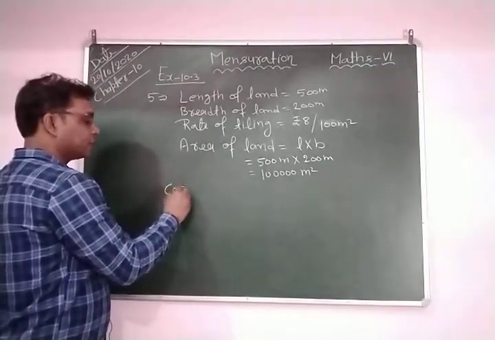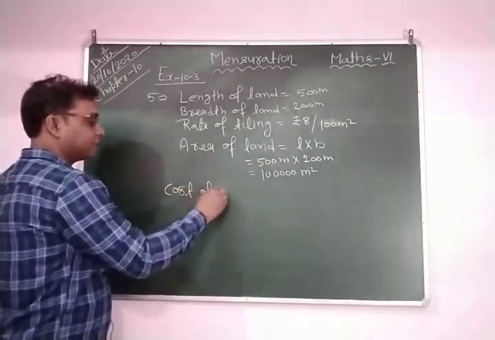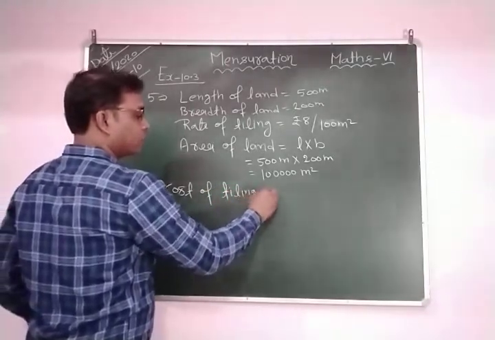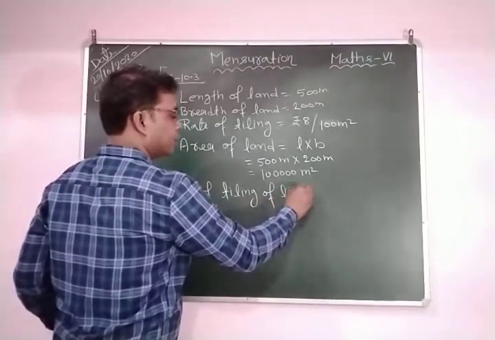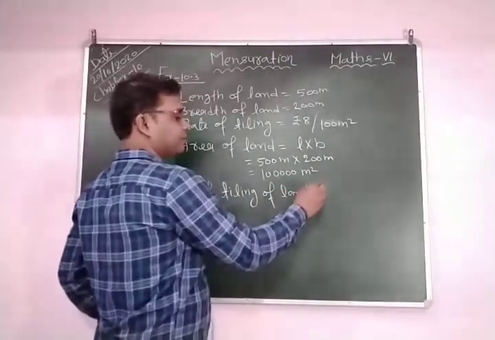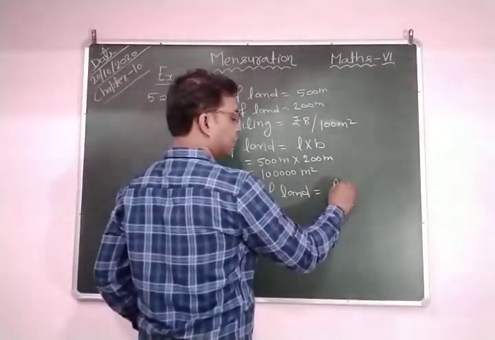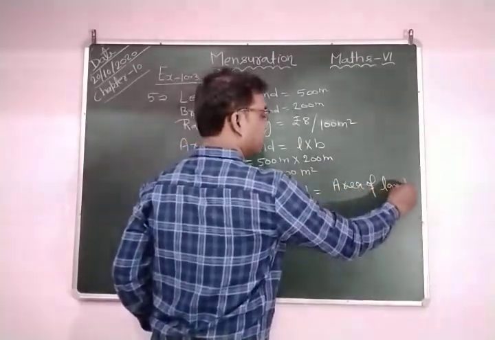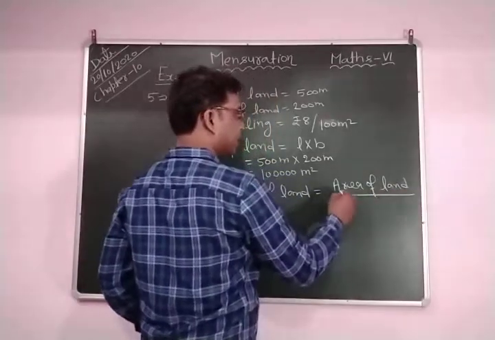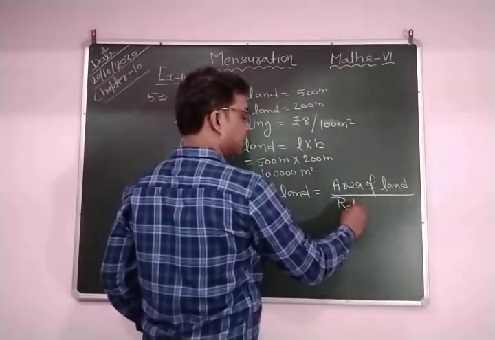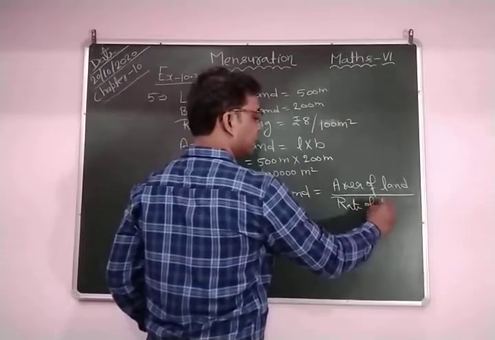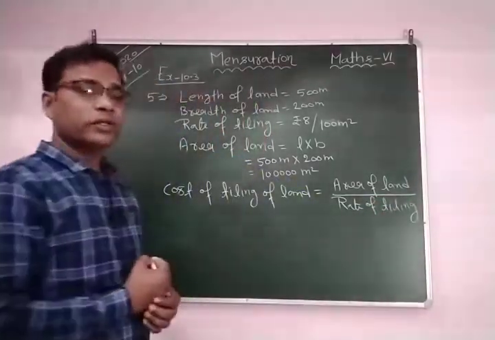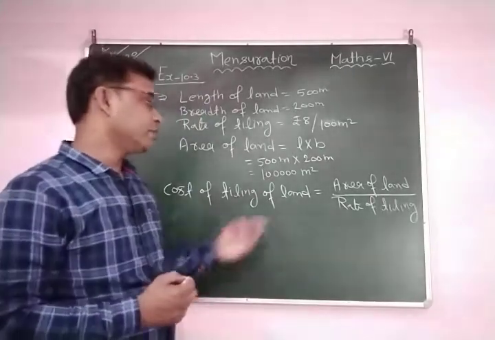Cost of tiling of land is equal to area of land divided by rate of tiling. Clear? So here you find the area of land is 1 lakh meter square.